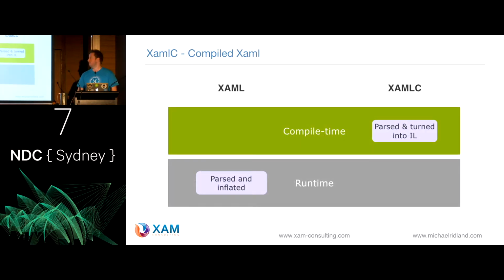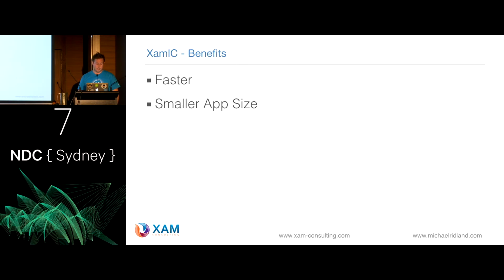XAML compilation. This is a big one. In Xamarin.Forms 1.0, it actually took your XAML and put it into the project. And then at runtime, it was parsing it and inflating it. Now with XAML-C, you can actually have it turned into IL at compile time. So it's faster, and there's a smaller app size because you're not embedding all the XAML. And you can see the XAML errors at build time.